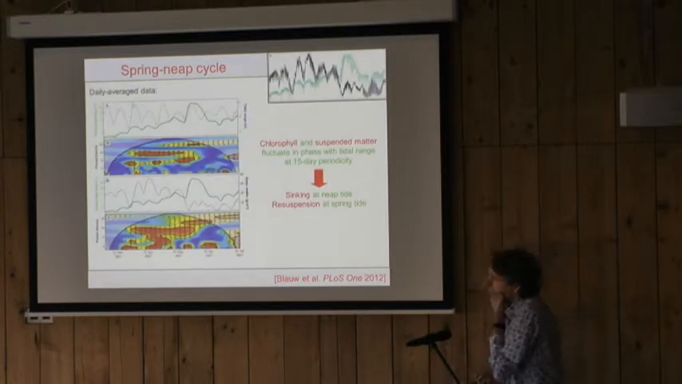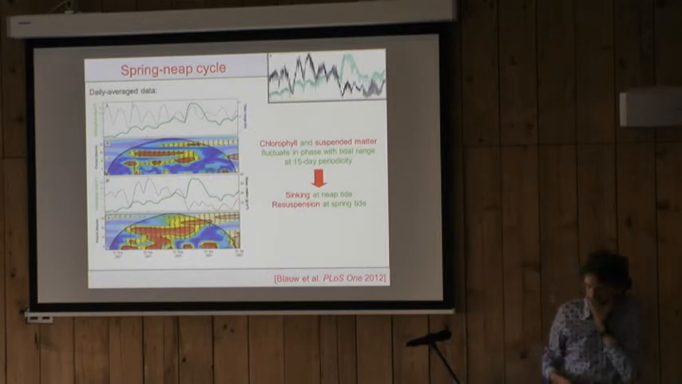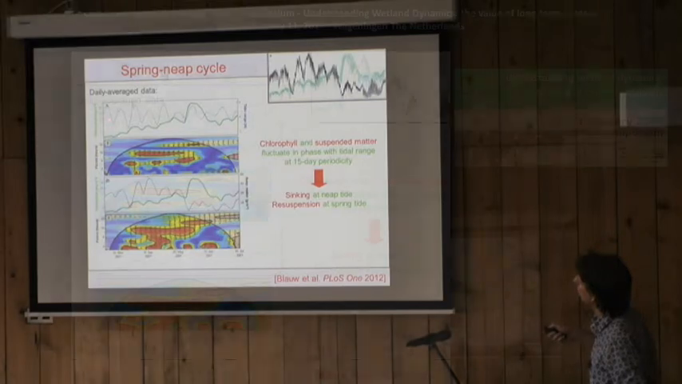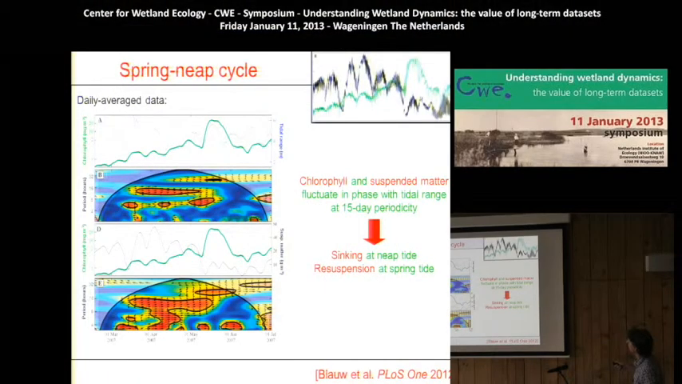If we now zoom out and look at a longer time scale, I show here the daily average data, so we now look over several months of time. Then you see here the tidal range in blue, so that's our spring neap tidal cycle. And in green we see the daily average chlorophyll concentration. It's just the daily average of this more scattered line over here. It's just the same line, but now averaged out.